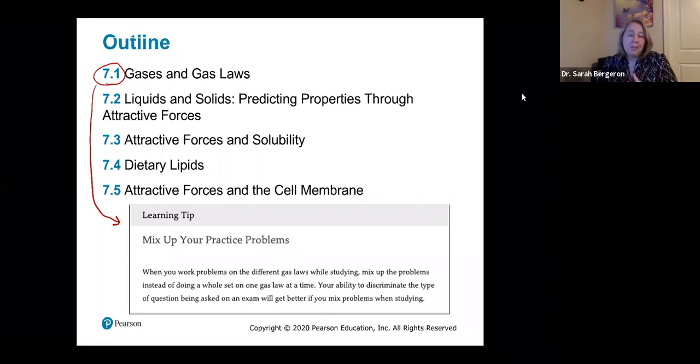And I thought this was a really cool tip that your book had, and it said mix up your practice problems. When we do all the practice problems, we do them all in order. But when you're studying for the exams, what you can do is kind of skip around. So if you're in the practice problems at the end of the chapter, you can mix it up and go to all different numbers and try to do them in different orders, because that's what's going to be on the exam. I saw this tip and I thought that was a really good suggestion.